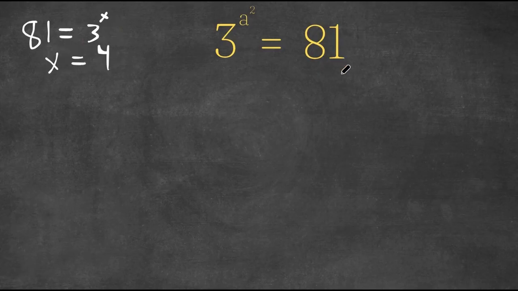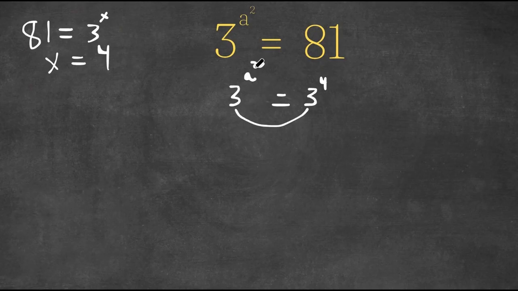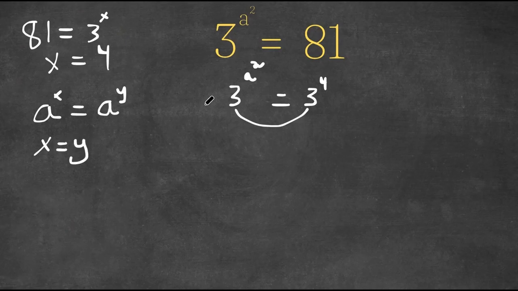So I'm going to replace 81 with 3 to the power of 4. Now we have 3 to the power of 4 is equal to 3 to the power of a squared. Because both of our bases are the same, we know that our exponents are the same as well, because if a to the power of x is equal to a to the power of y, this must mean that x is equal to y. So this means that a squared is equal to 4.